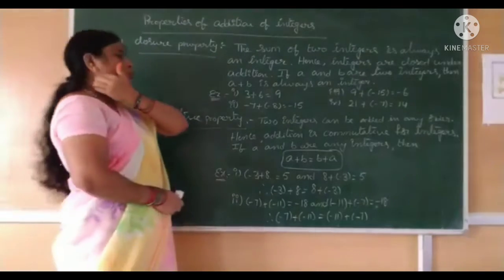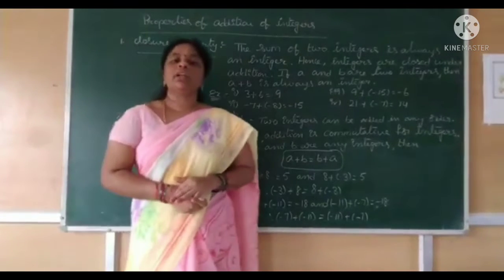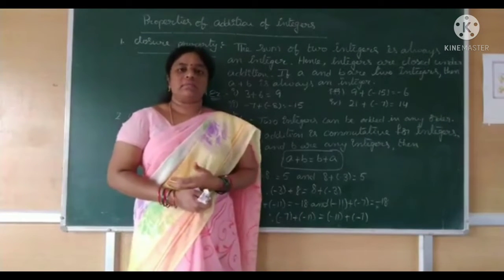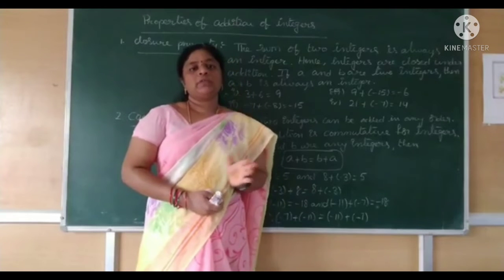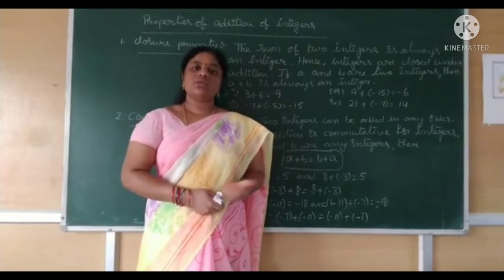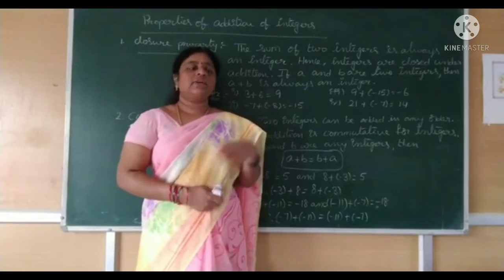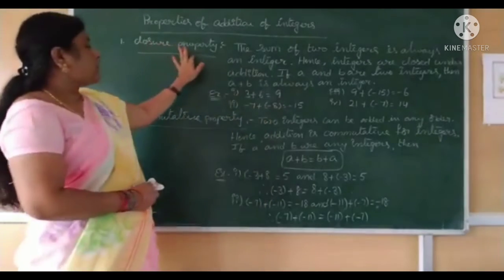Properties of addition of integers. Already we know the properties of whole numbers. Like that, here also the same. If you add two whole numbers, the result is a whole number, then the closure property is satisfied. Like that, here, closure property for integers.